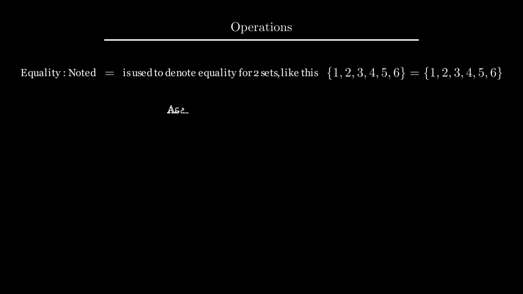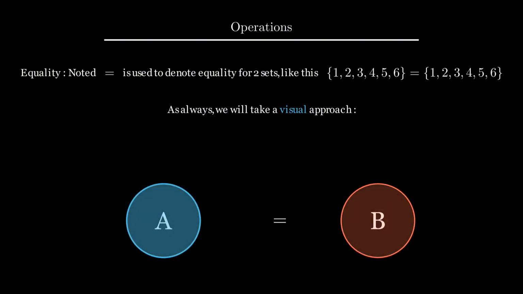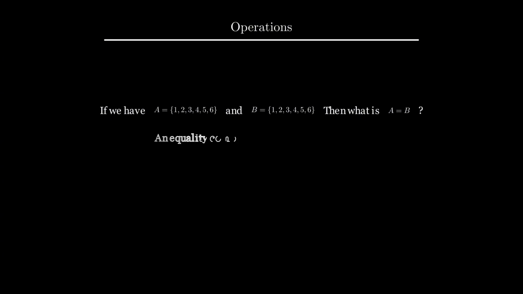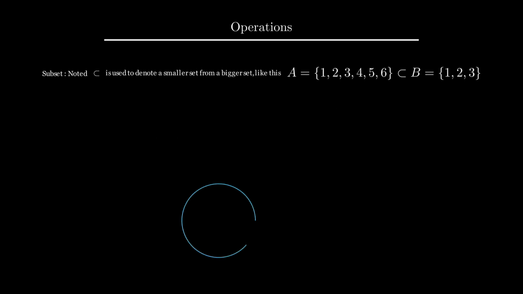We also have the equality, and it is used to compare two sets that are alike. So right here we denote the equality between the circles A and B. So if we have A containing 1, 2, 3, 4, 5, and 6, and B has the same elements, can we say that A is equal to B? Of course, yes.